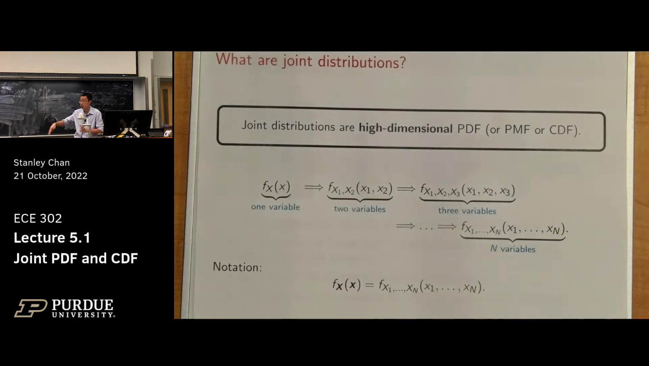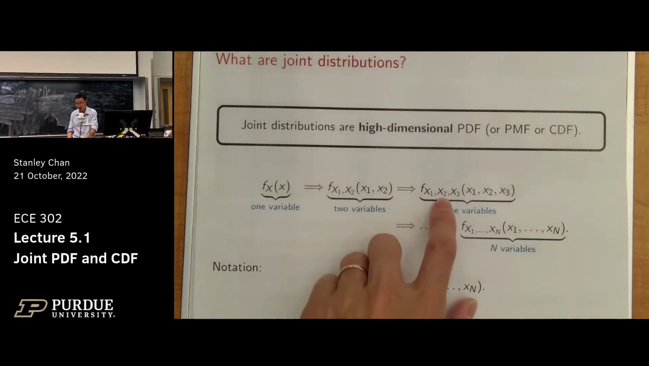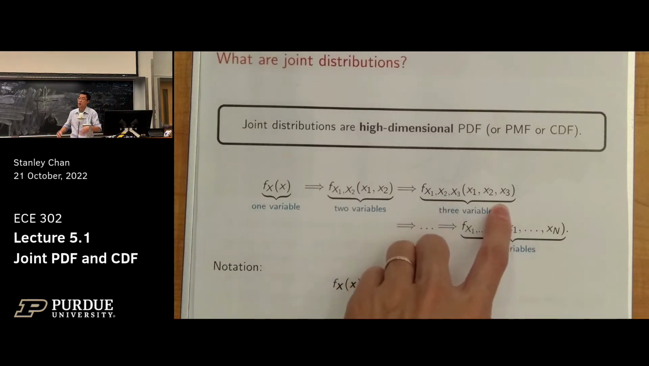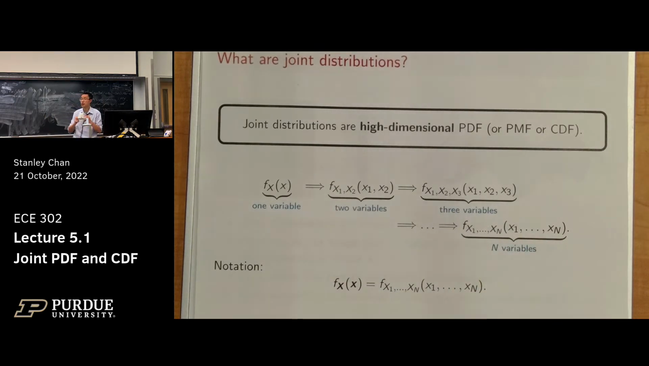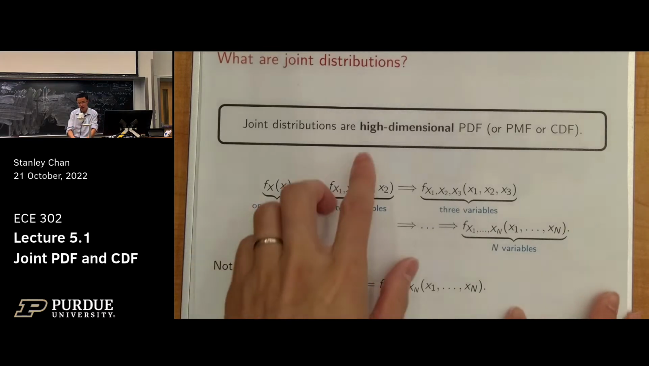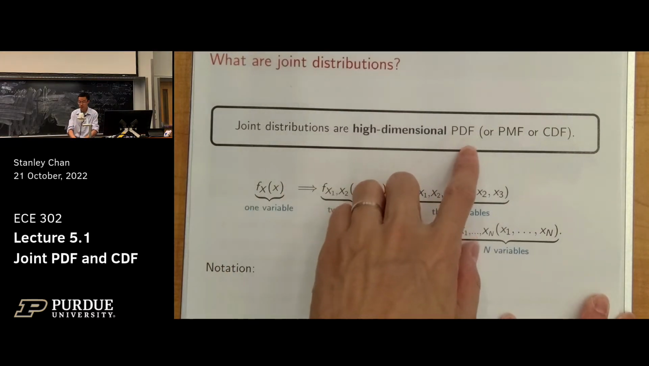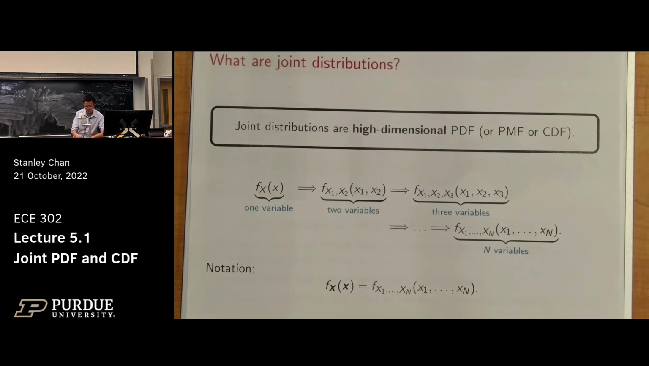So you have x1 and x2. If you have three random variables, you have x1, x2, and x3, and so you have three states. If you have n random variables, then you have n states. You need to look at them at the same time. Okay? So in general, when you look at a high-dimensional probability density function, we're going to use this notation.